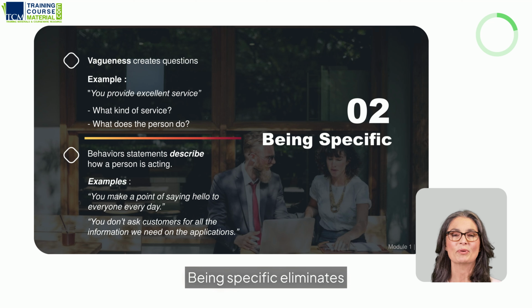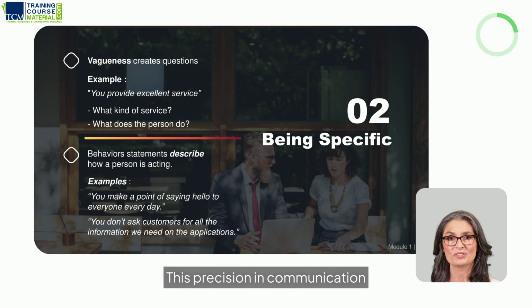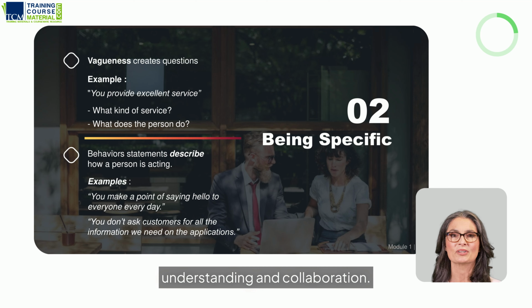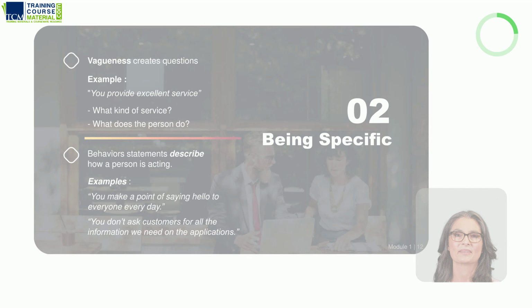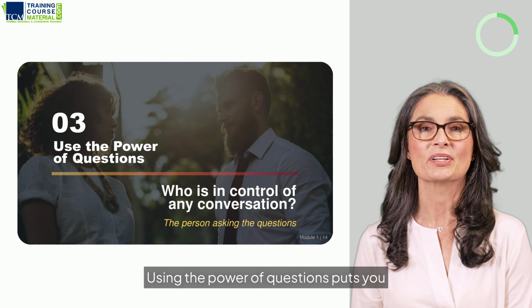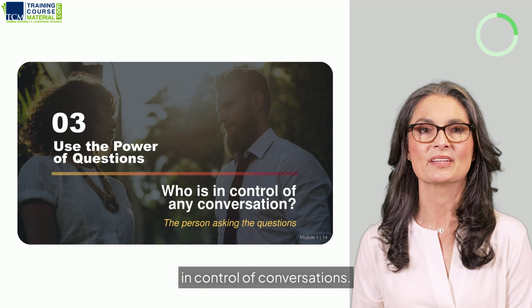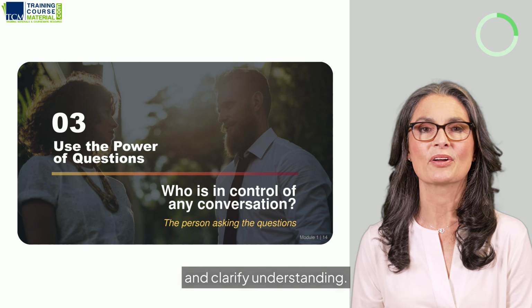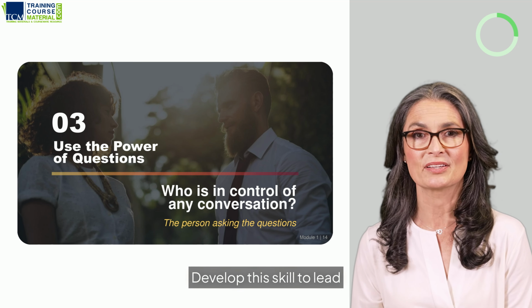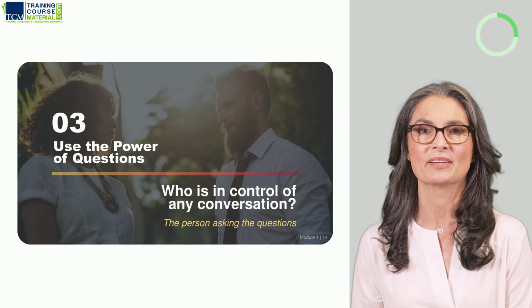Being specific eliminates vagueness and enhances clarity. Avoid general statements and focus on describing actions. This precision in communication leads to better understanding and collaboration. Using the power of questions puts you in control of conversations. Questions guide discussions and clarify understanding. Develop this skill to lead interactions effectively.